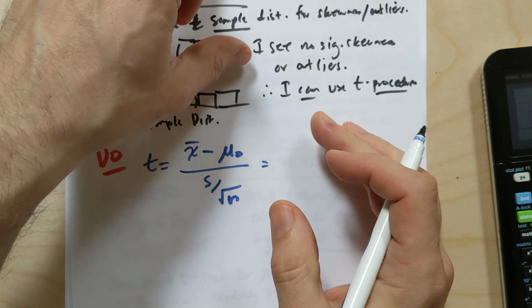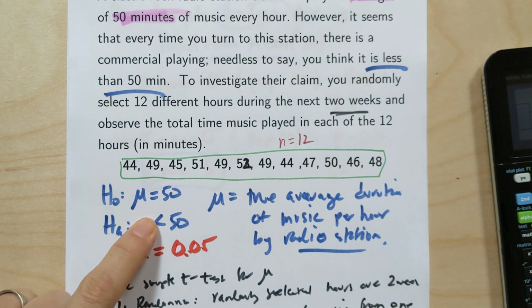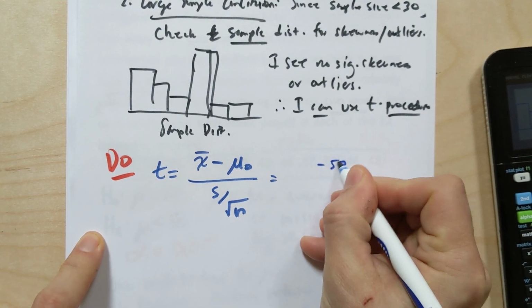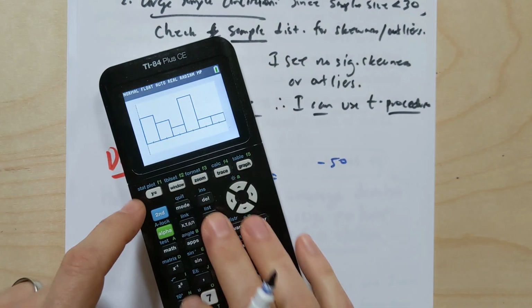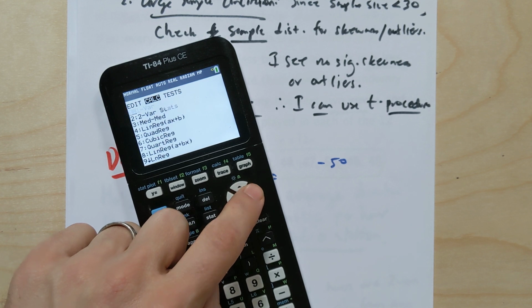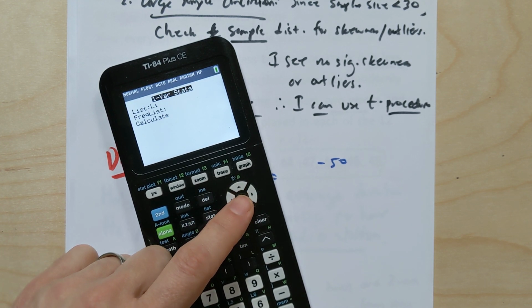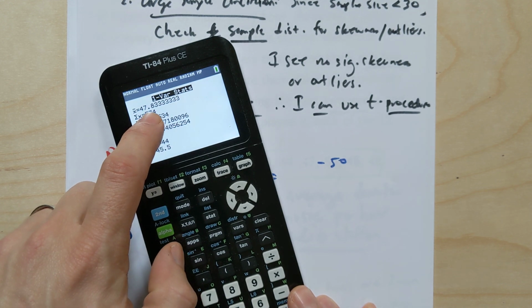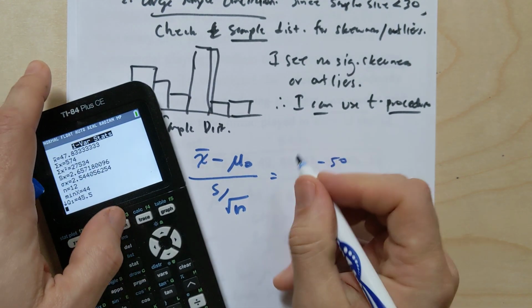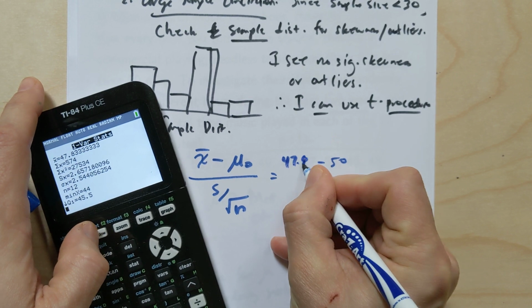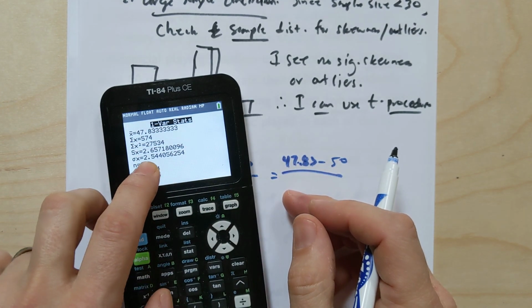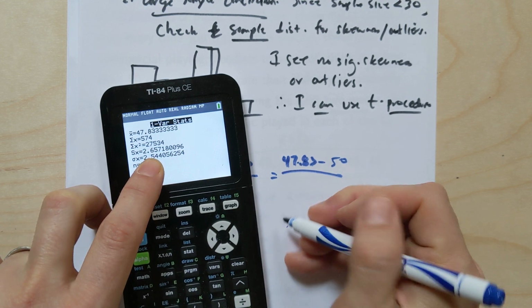So let's go. What was our null hypothesis? The null hypothesis was 50, right? Now, what was the sample mean? Well, the only way I could know is if I hit stat, calc, 1-Var Stats. The sample mean came out to 47.83 repeating, so I'll do 47.83 approximately. And my sample standard deviation was 2.6571.